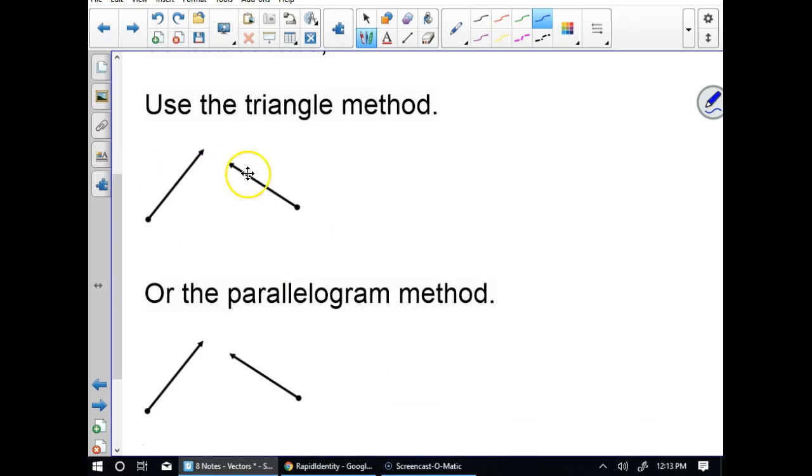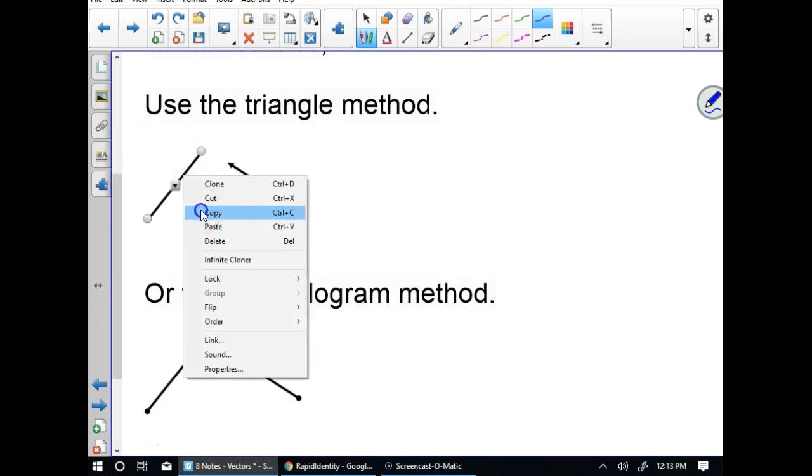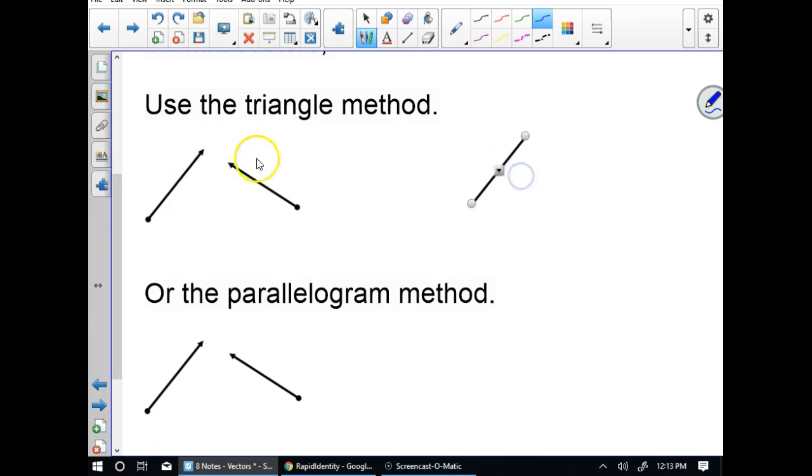So here we have two vectors. They're not specific vectors, they're just pictures of vectors. Because I can, I'm going to copy and paste these two vectors.